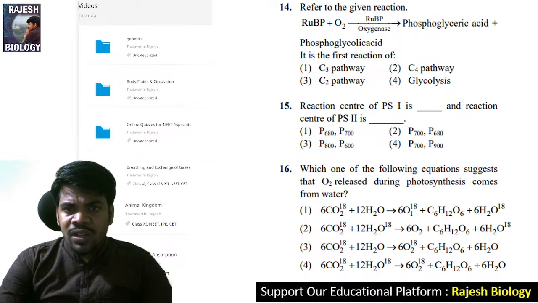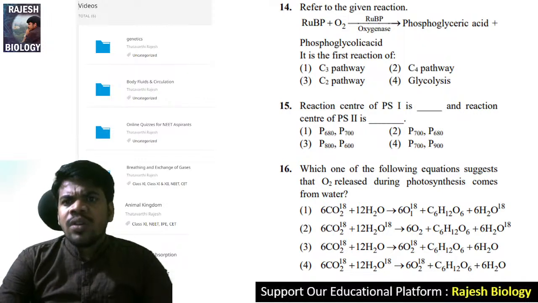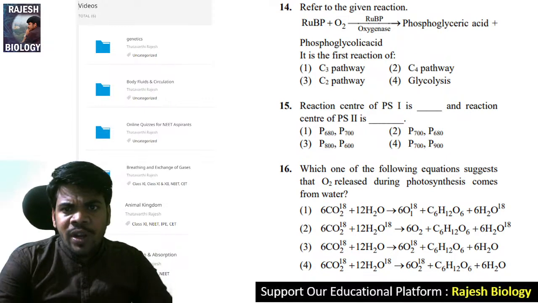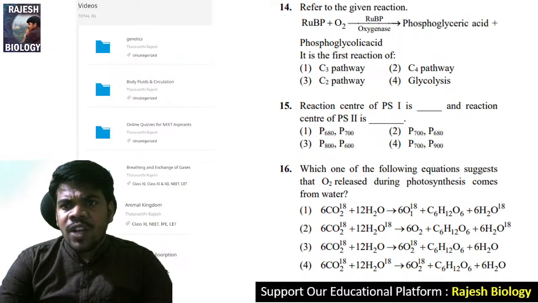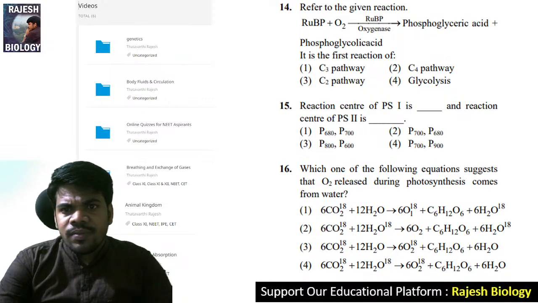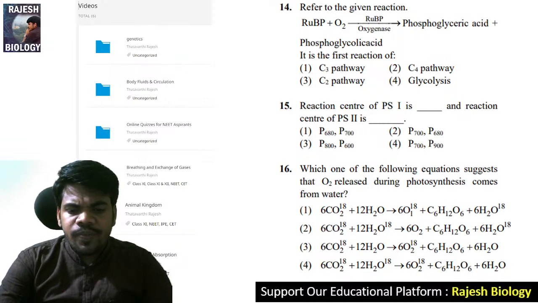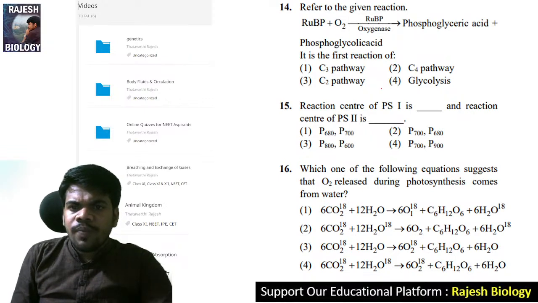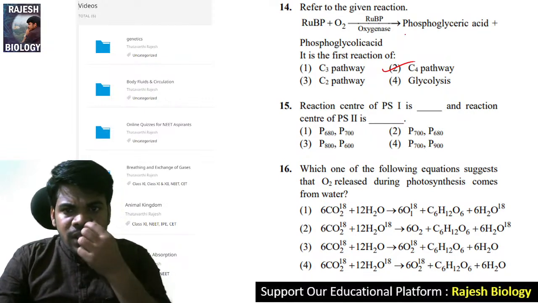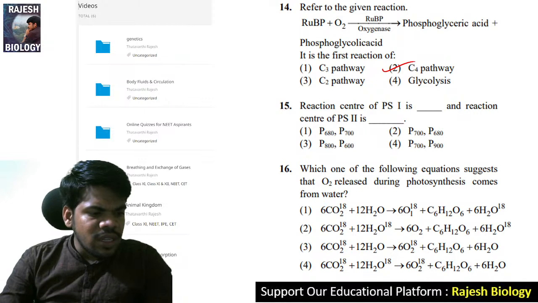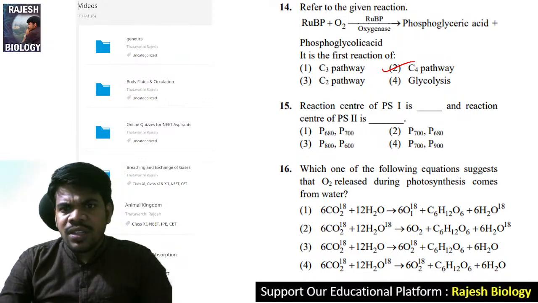Refer to the given reaction. RuBP plus O2 gives rise to phosphoglyceric acid and phosphoglycolic acid, in the presence of RuBP oxygenase. 14th question. As per the key, it is the C4 pathway. It is the first reaction of C4 pathway. 15th question. No, it is not C3. As per this key, it is the C4.